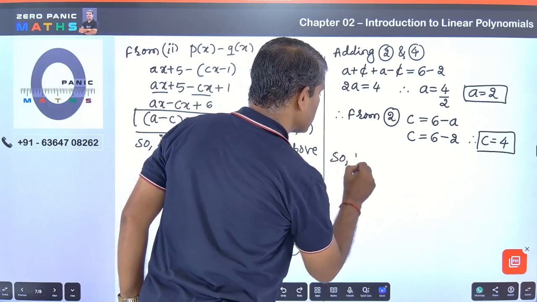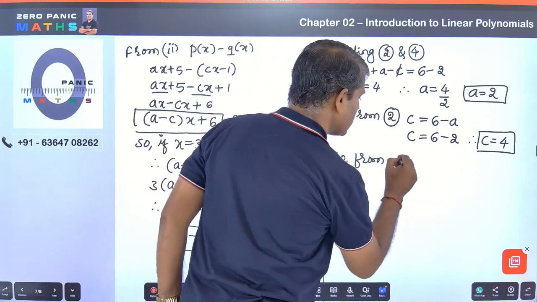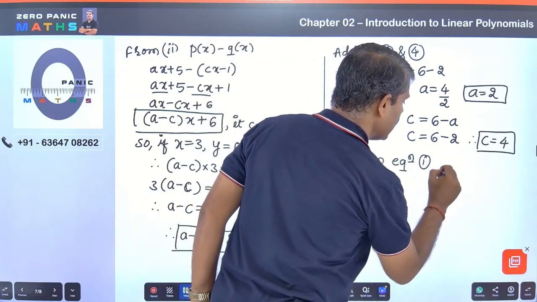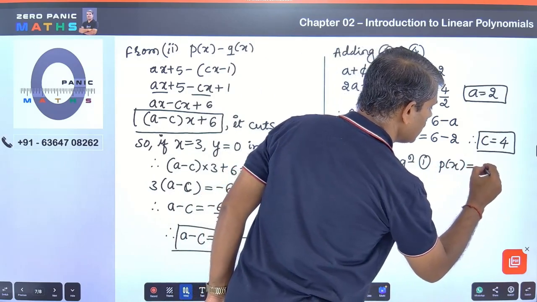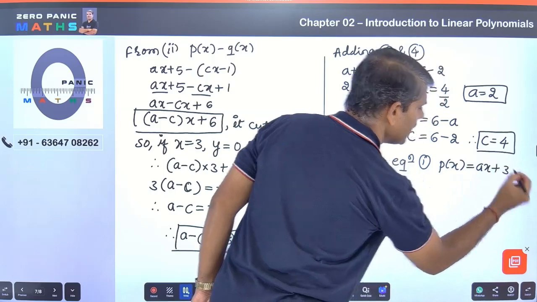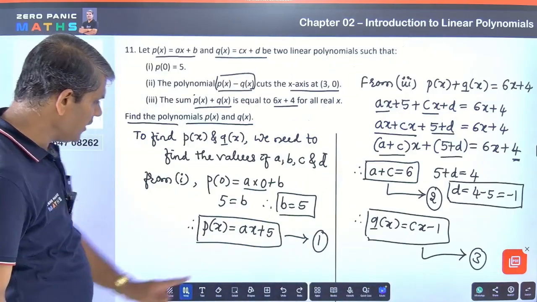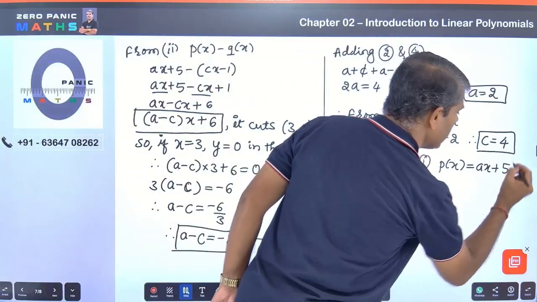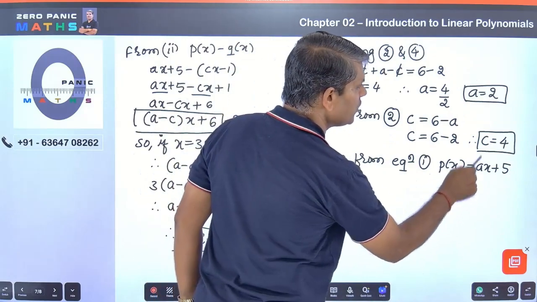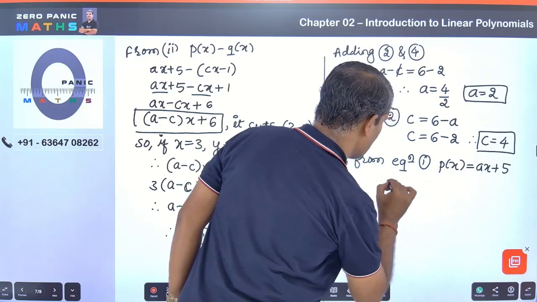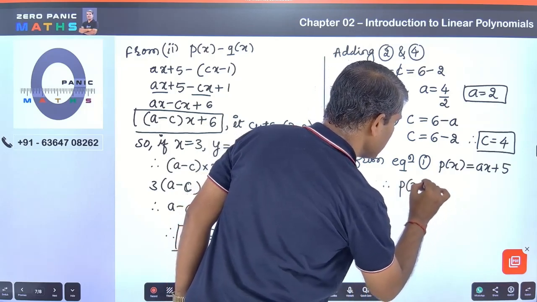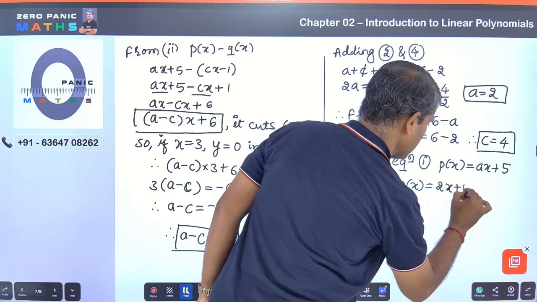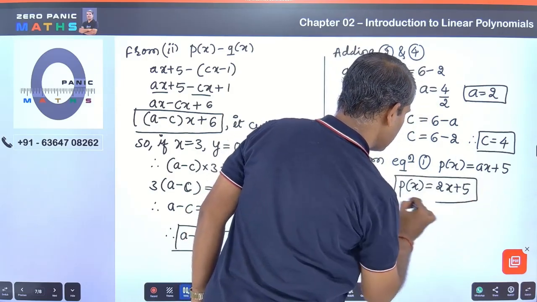Let me write that. From equation 1, what was equation 1? Equation 1 was about p of x. It is p of x is equal to ax plus 5, it is. The value of b is 5, and now I can substitute the value of a as 2. Therefore p of x is equal to 2x plus 5. This is one answer.